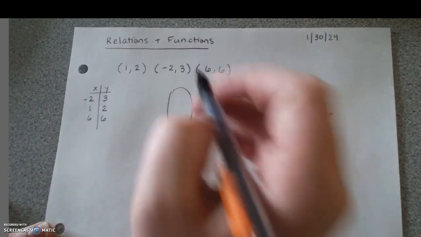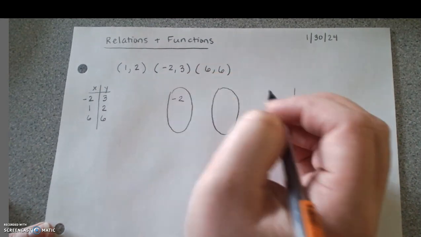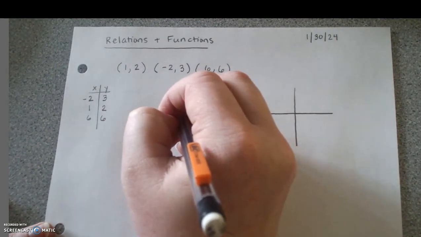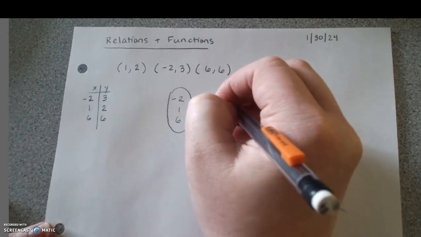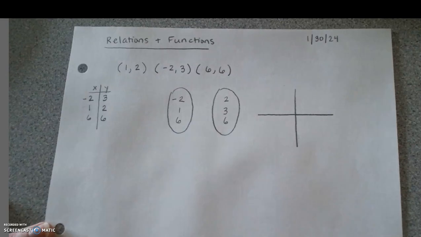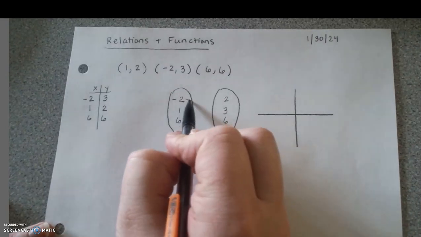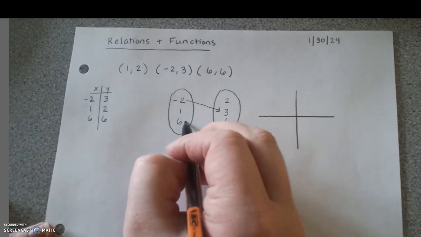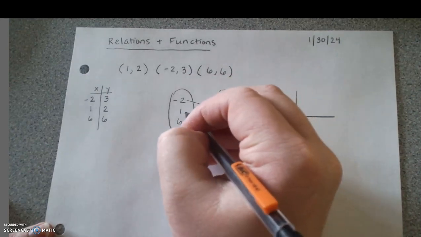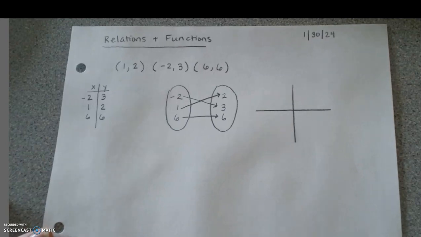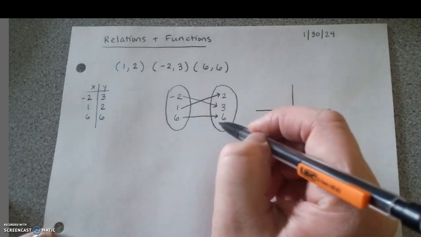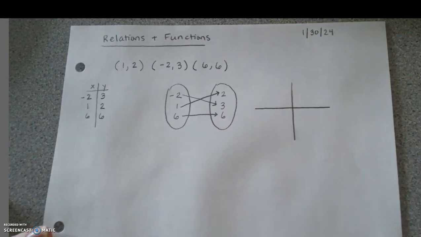For mapping, we have the same thing. X values go on the left, and the y values that we use go on the right in numerical order. And then I draw lines to represent which number goes with which other number. So which x goes with which y. So numerical order, draw arrows to represent which numbers are going with which. That's mapping. Your arrows are required.